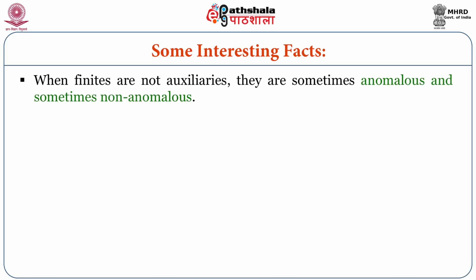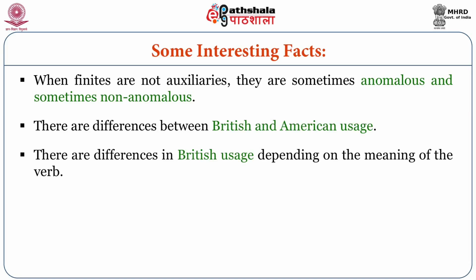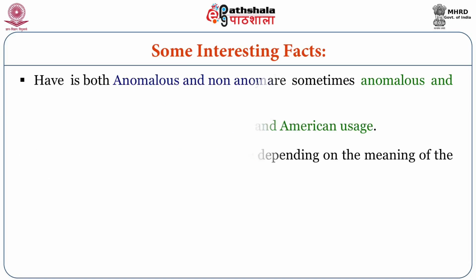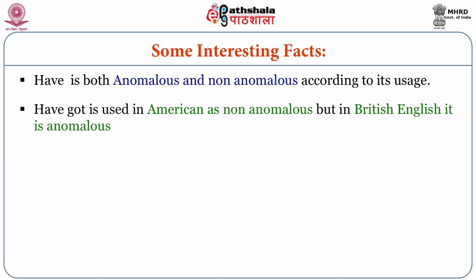When finites are not auxiliaries, they are sometimes anomalous and sometimes non-anomalous. There are differences between British and American usage. There are differences in British usage depending on the meaning of the verb. Have is both anomalous and non-anomalous according to its usage. Have got is used in American as non-anomalous, but in British English it is anomalous.